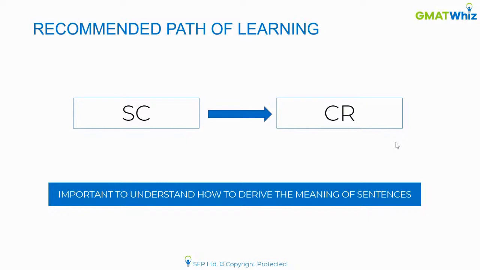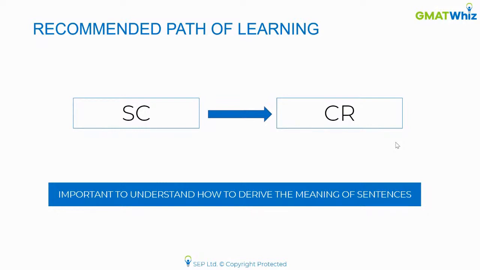And we always recommend that you start with SC. At GMAT Wiz, we always make sure that our students start the course from the SC module. Why? It's very important. You start with SC, then graduate to CR, and then move to RC, because in each of these areas, you'll be learning skills which you will require in the subsequent section. For example, right now we have understood that it is very important to understand how to derive the meaning of sentences. And that we teach you extensively in our sentence correction module.